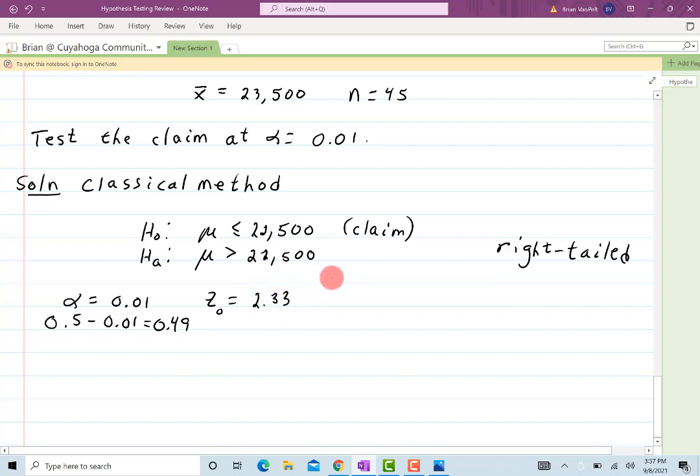So once again, it's not a bad idea to draw this thing. The more of these you draw, the easier these problems get. Remember, this is the standard normal distribution. 2.33 is quite a ways out there.